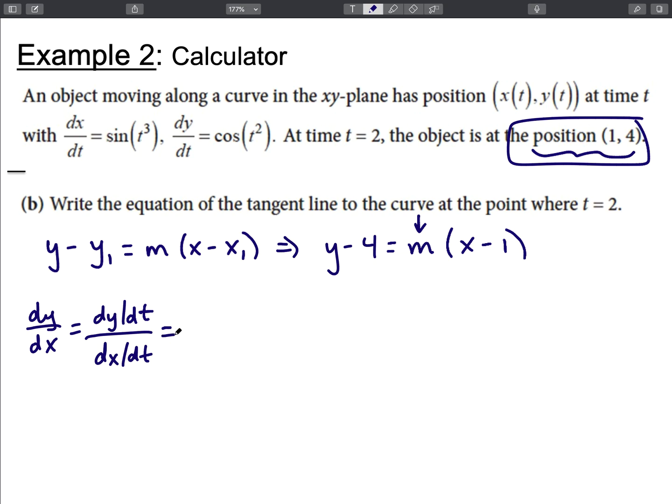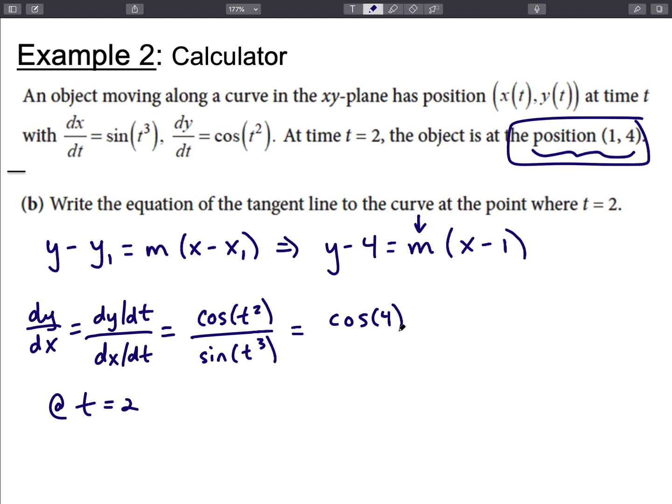We do know that dy dt is cosine of t squared. We do know that the derivative of the x component is sine of t cubed. So our derivative would look something like this. But we do know that we're doing things at the t value of t is equal to 2. So if I was to plug that in, cosine of 2 squared is the cosine of 4. Sine of 2 cubed is the sine of 8. We can take this into the calculator, and you'd get something like negative 0.661 with the rounding. So then this is going to be our slope. This is going to be the derivative at t equals 2.